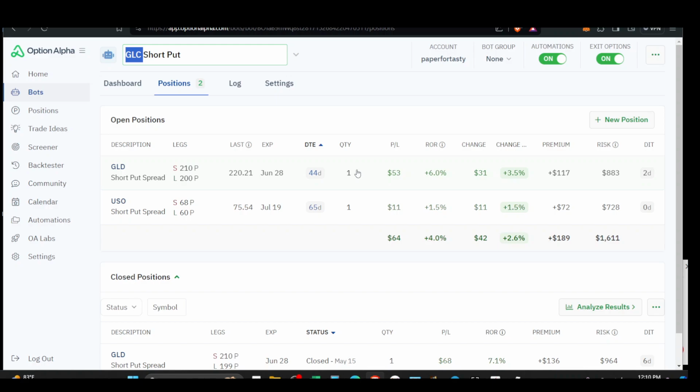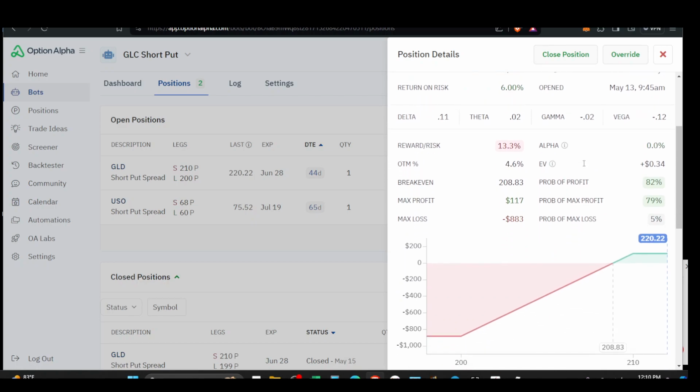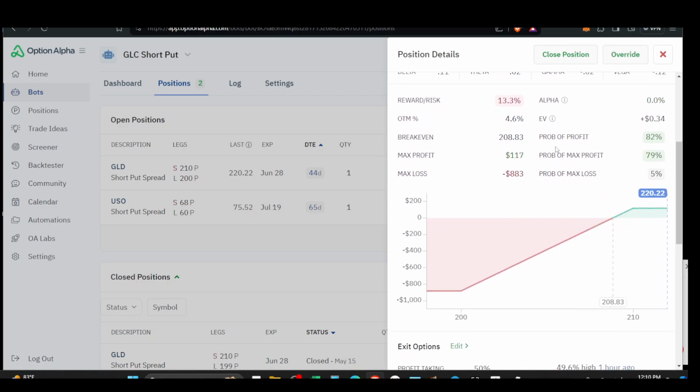So if I were to look at this short put spread here, everything is so clear, like total profit, return. So far I have 45.3% return because I set it up on 50% of my premium. So I still need less than 5% more until I pick up the money, and it automatically closes, right? So here is your graph. So profit, probability of profit, probability of max profit, max loss, and maximum loss it shows.